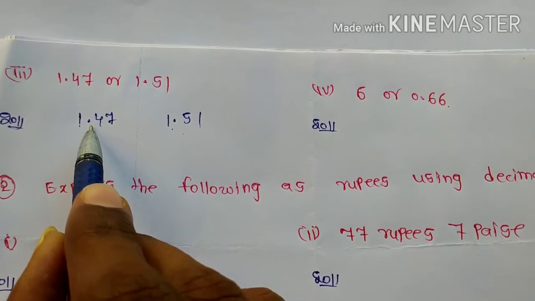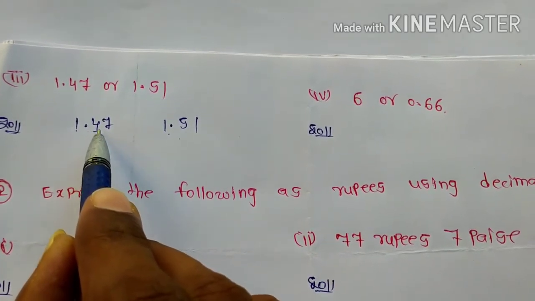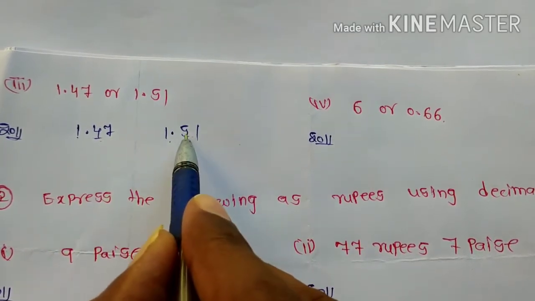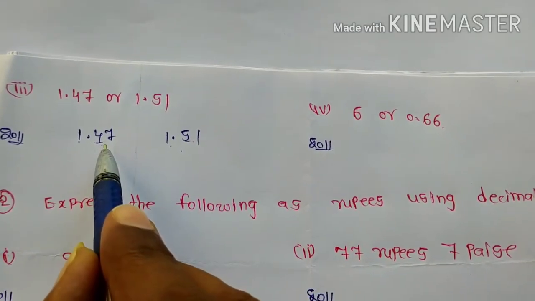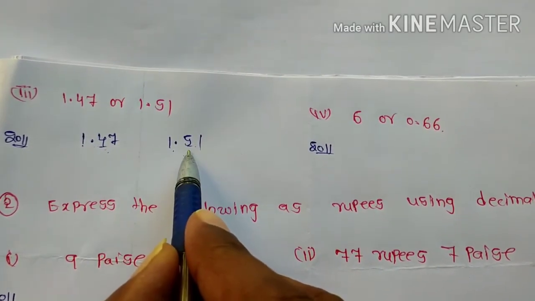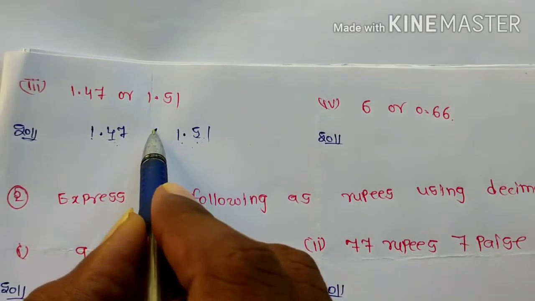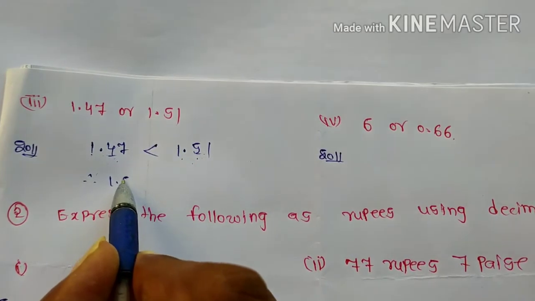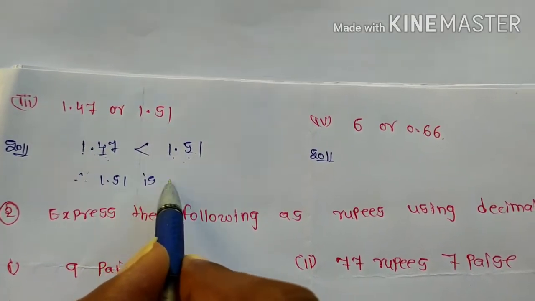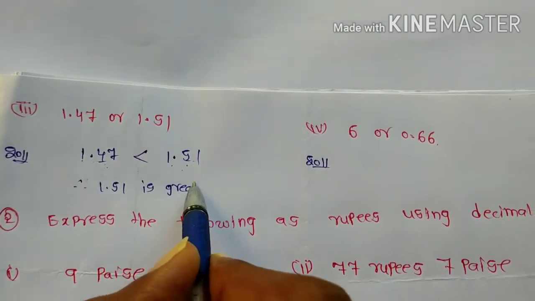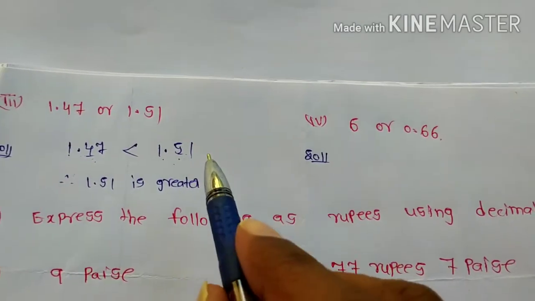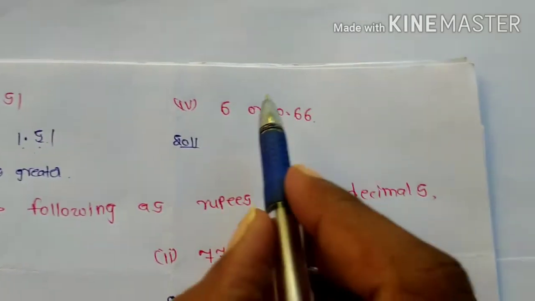After the decimal point, first you can see the first place, here 4, here 5. Which is the greatest one? Is 4 the greatest one, or 5? 5 is the greatest one. So you can write like this, therefore 1.51 is greater. Yes or no? 1.5 only is the greatest one. Just you can compare, very easy.